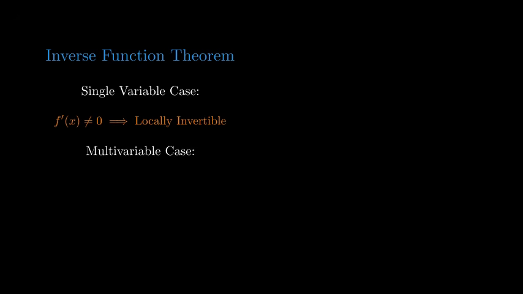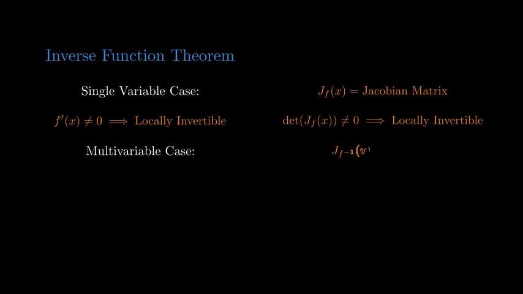When we move to multi-dimensional space, where a function maps a vector of n inputs to a vector of n outputs, the single derivative is replaced by the Jacobian matrix. The inverse function theorem states that if a continuously differentiable function has a Jacobian matrix whose determinant is not equal to 0 at a specific point, then the function is locally invertible around that point, and its inverse is also continuously differentiable. Furthermore, the Jacobian matrix of the inverse function is precisely equal to the inverse matrix of the original function's Jacobian matrix. Let us look at a concrete mathematical example in 2 dimensions.